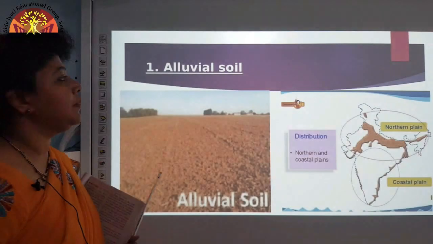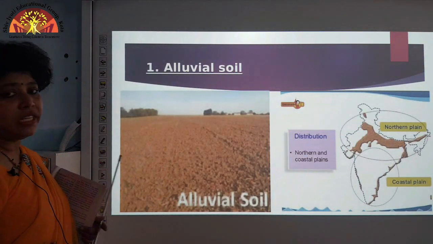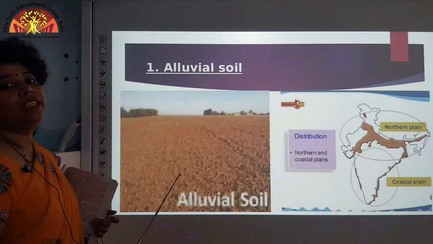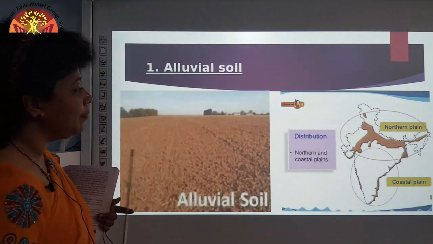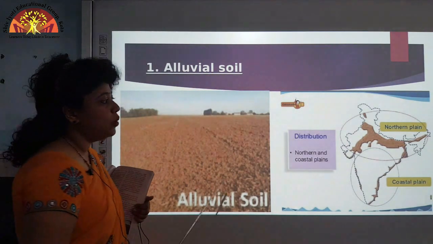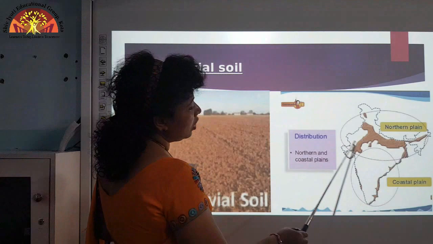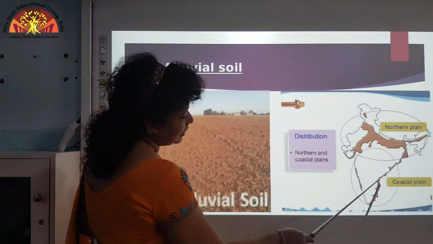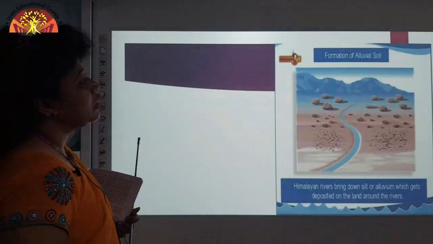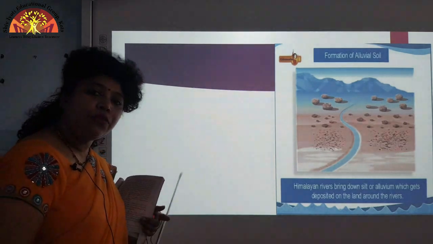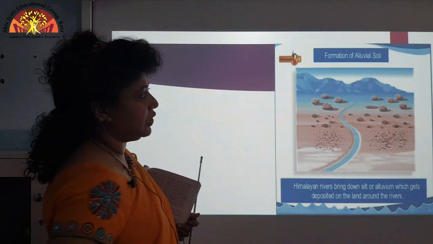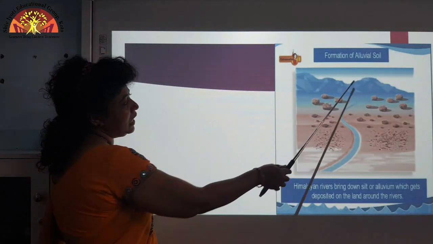The first type of soil is alluvial soil. Alluvial soil is slightly brownish in color, and where is it found? Alluvial soil is found in the northern plains as well as in the coastal plains. So let us now talk about formation of alluvial soil. So these are your Himalayan mountains.